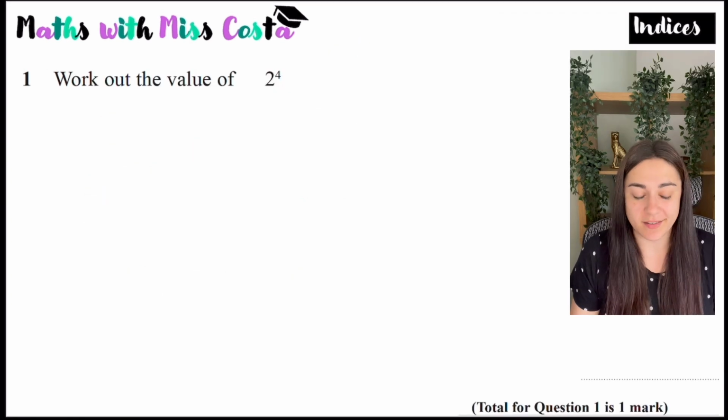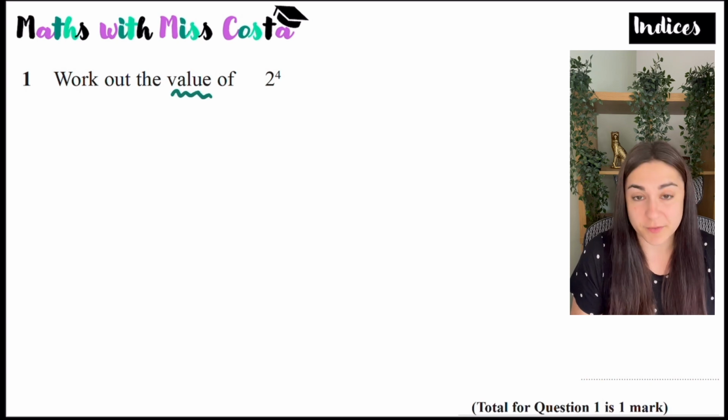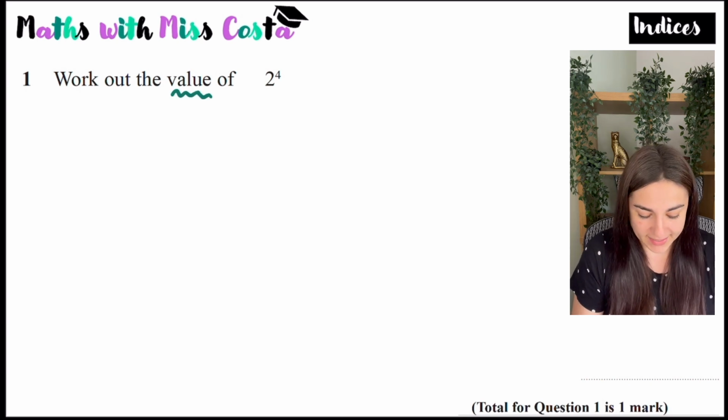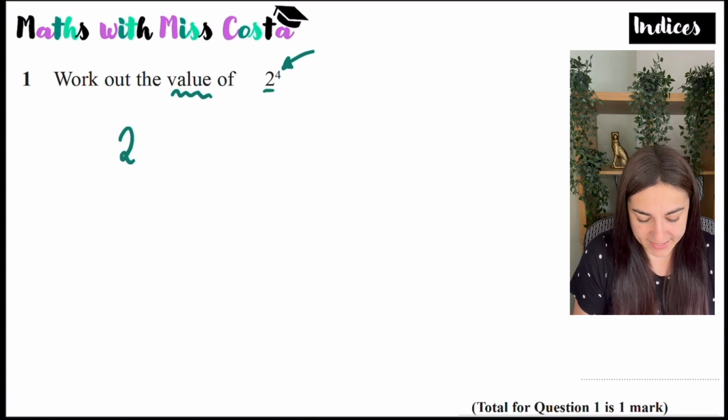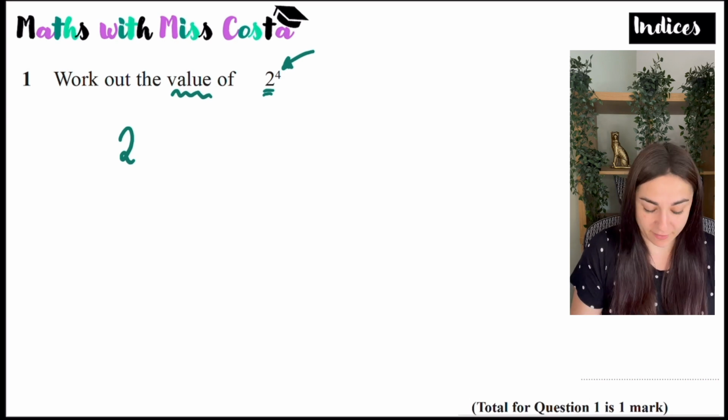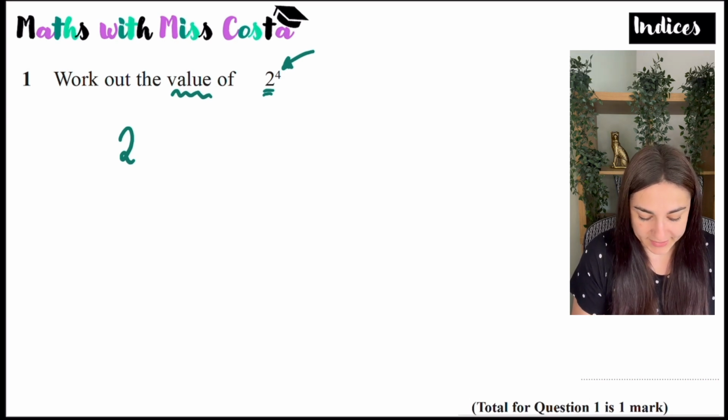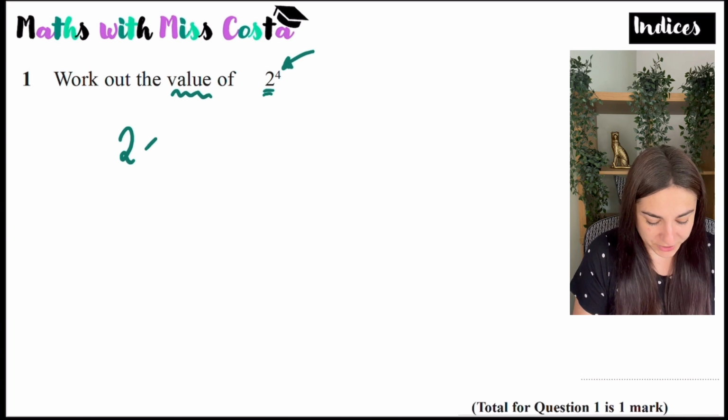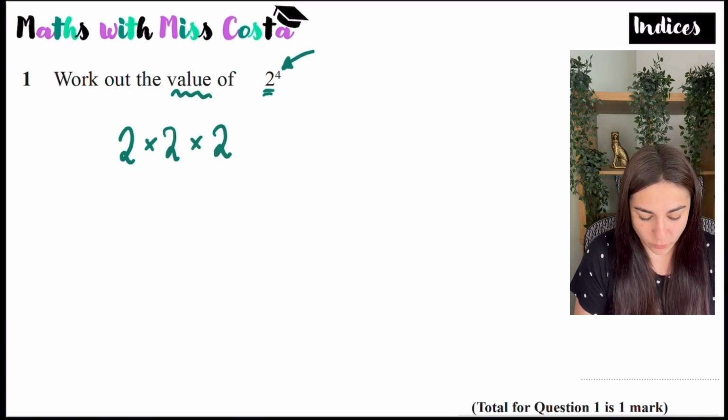In this question, I'm being asked to write down the value of 2 to the power 4. Now, when anything is to the power of something, this is called the indice or the power, and it means that my base, the big number, is multiplied by itself however many times this number is. So it's 2 to the power 4, which means 2 multiplied by itself 4 times.